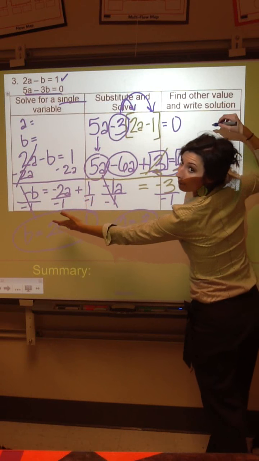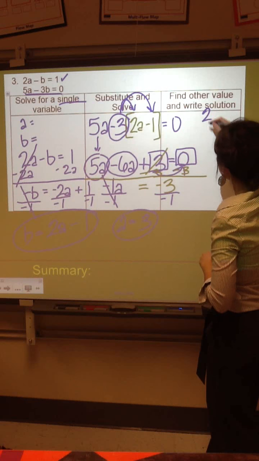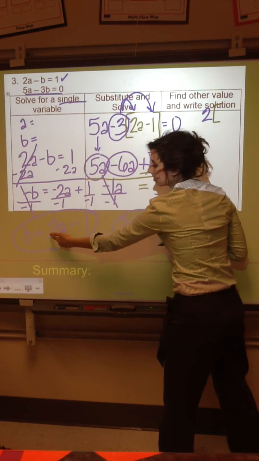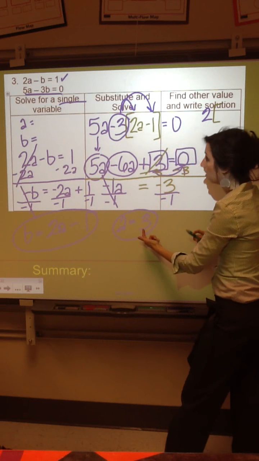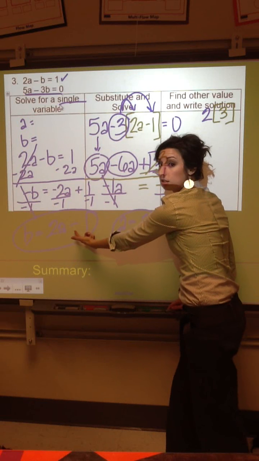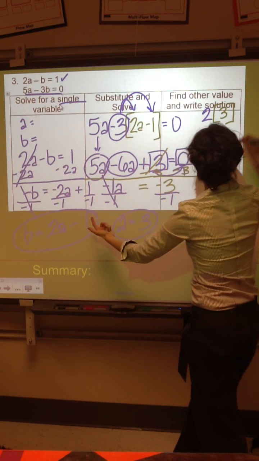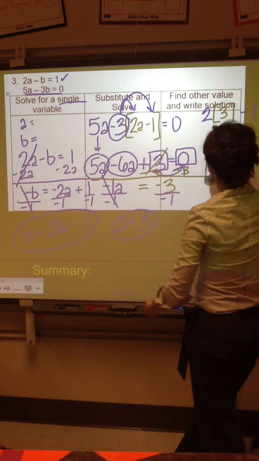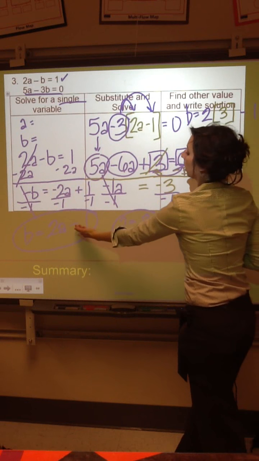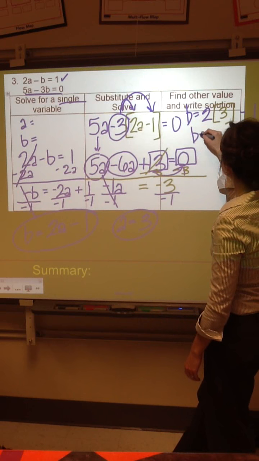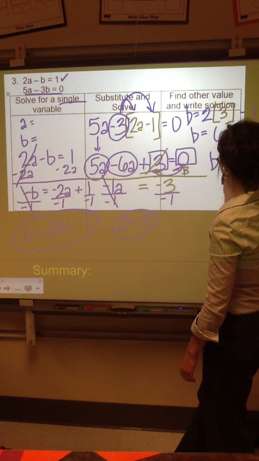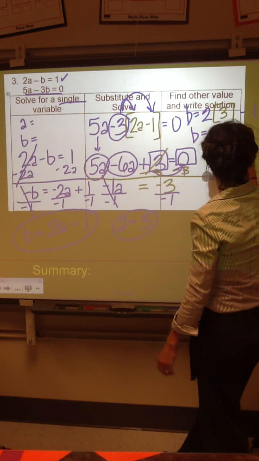We're going to rewrite our b equation. 2 and then my brackets. Because what is a? It says 2a here, and I know a. So 2 times 3, close the brackets. And then I'm still working with this. Minus 1. That is b. b equals 2a minus 1. So here we go. b equals 2 times 3 is 6 minus 1. So b equals 6 minus 1, 5.